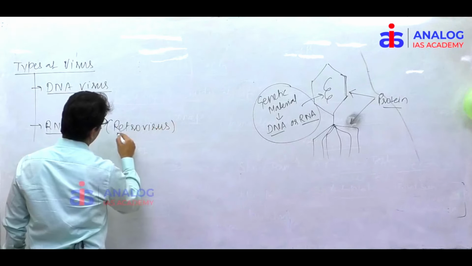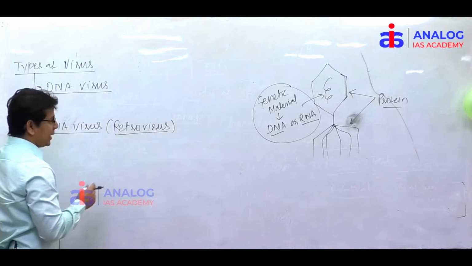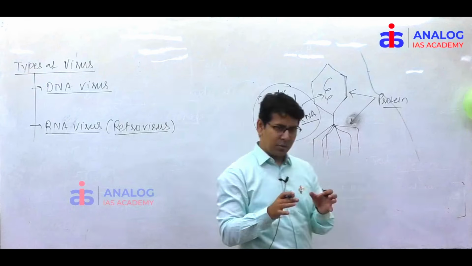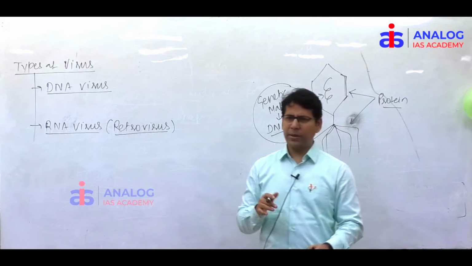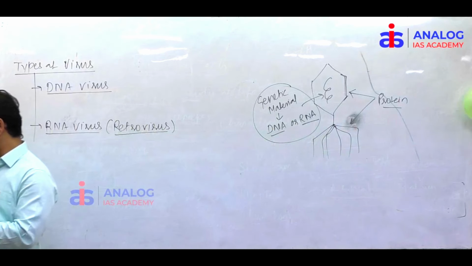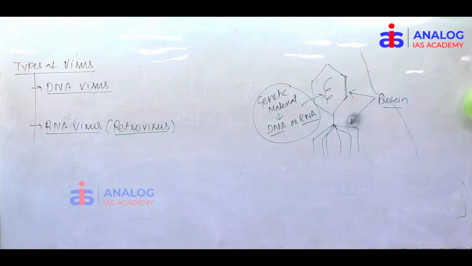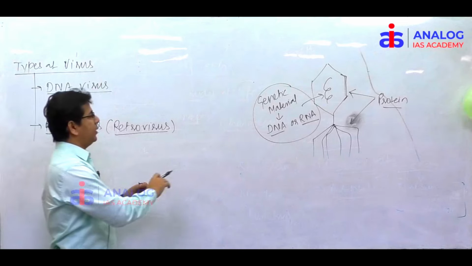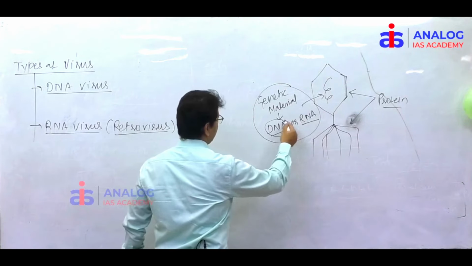There is no other name for DNA virus, but RNA virus has another name. RNA viruses are known as retrovirus. Why is it called retro? What does retro mean? Old, yes. Just now I told you one thing, that genetic material can be DNA or RNA.